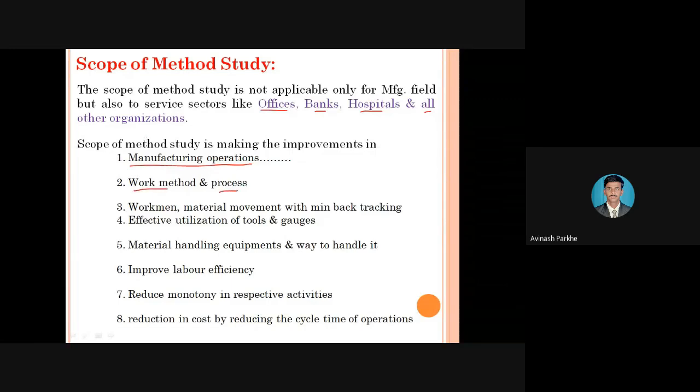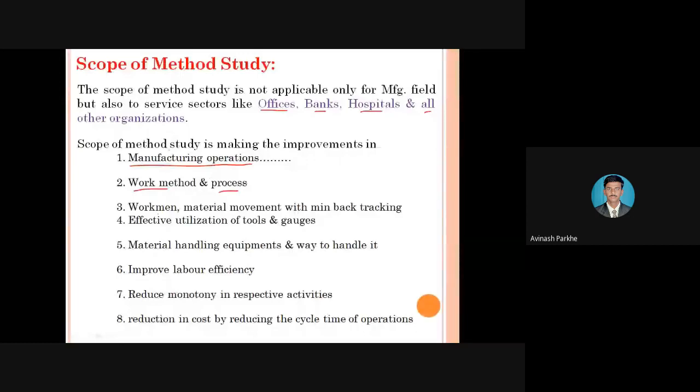Then work method and the work process. Which types of work we have to perform, and to perform that particular work, which type of process I have to use. For example, which type of product I have to manufacture, and in order to manufacture that particular product, which process I have to implement or use. For that selection also, method study plays a very important role. Because one product can be manufactured using a number of processes, but out of whatever processes are available, which process I have to select, that selection also, this concept of method study plays a very important role.